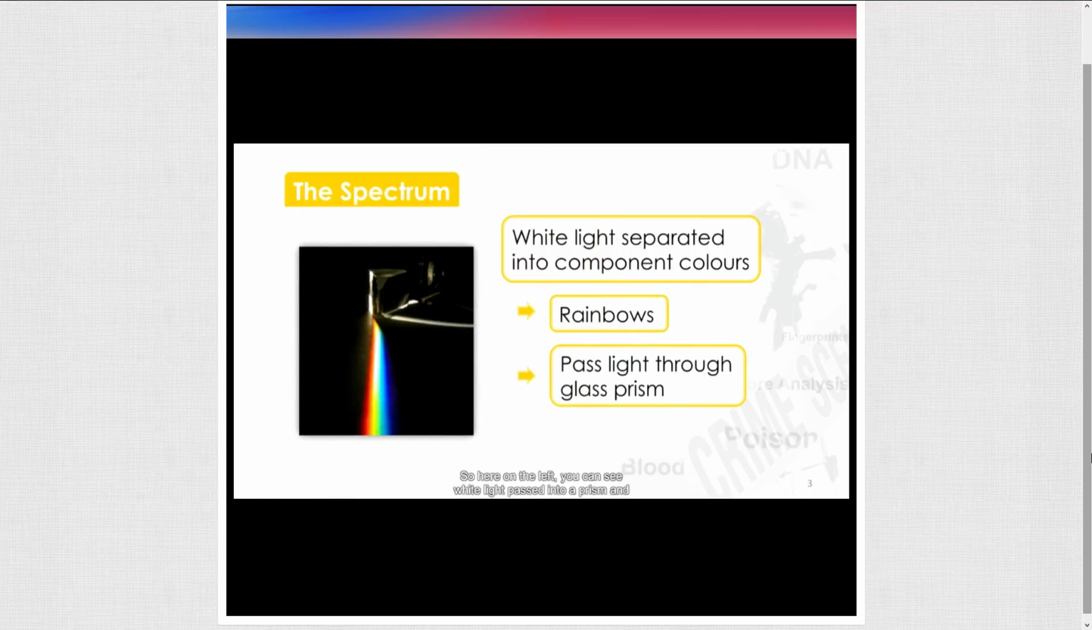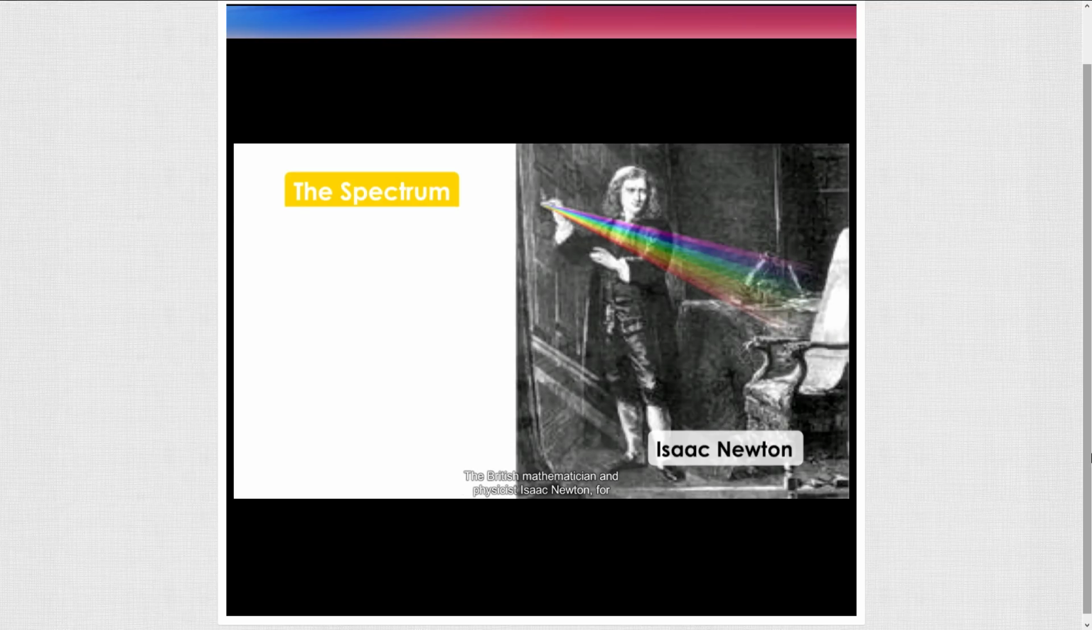So here on the left, you can see white light passed into a prism and broken up to give the spectrum. This is a phenomenon that was investigated centuries ago. The British mathematician and physicist Isaac Newton, for instance, extensively experimented with this phenomenon. Now, in those days, of course, the only source of light bright enough to do these experiments was sunlight. So people like Newton would use sunlight and then observe the resulting spectrum.